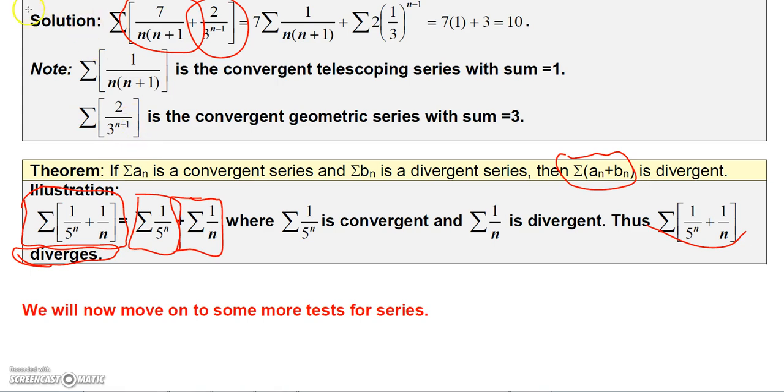Now in the next section we'll move on to some more tests for series to determine whether they converge or diverge. So you need to just start gathering these theorems for convergence and divergence, because they're going to begin to add up.